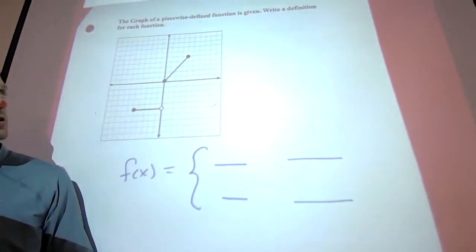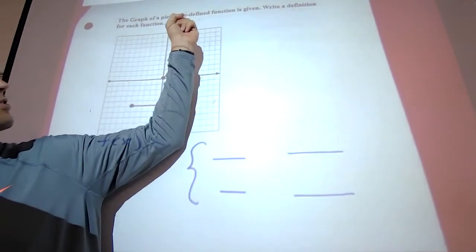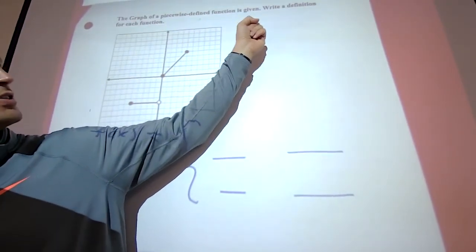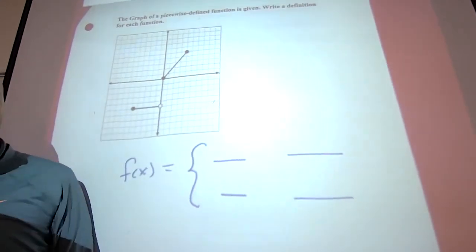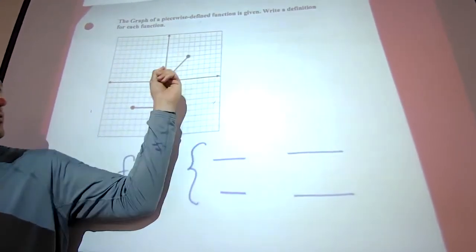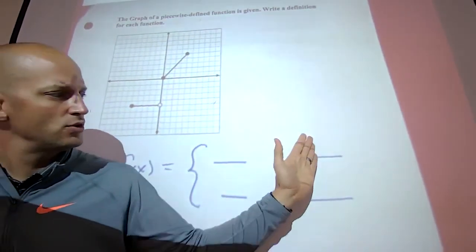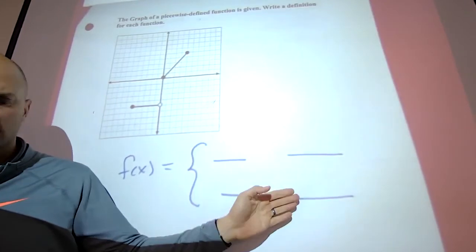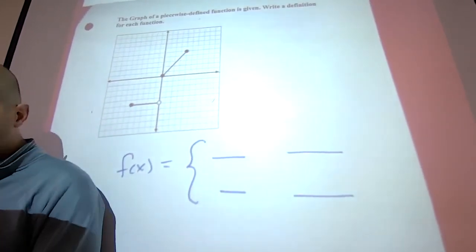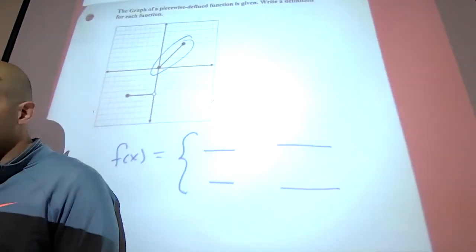All right, ladies and gentlemen, the last thing we have to do: we have a graph. The graph of a piecewise defined function is given. Now we have to come up with the definition of each one. So the idea is I have two functions here, and I have two inequalities that I need to come up with. I have two constraints. So we're going to look at each one of these individually. I'll work with the top one first. It doesn't matter which one you do first.